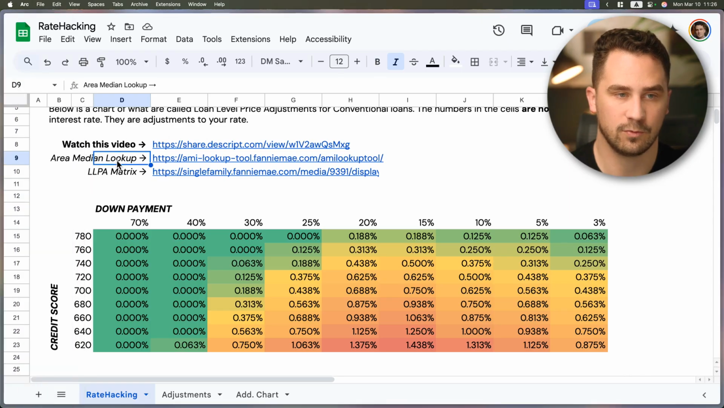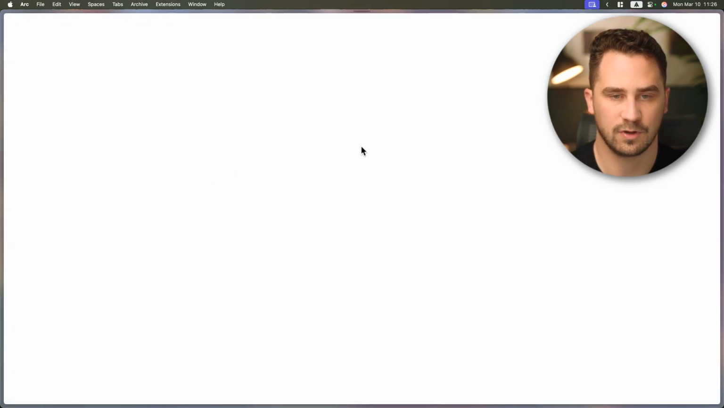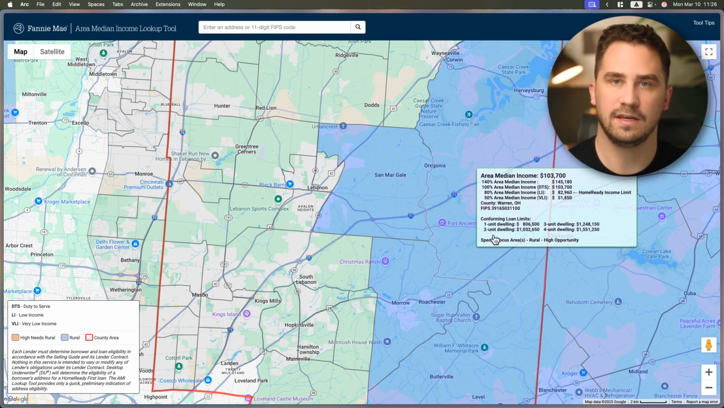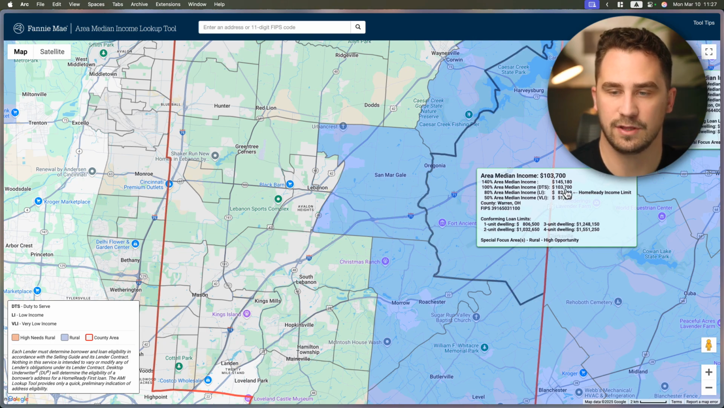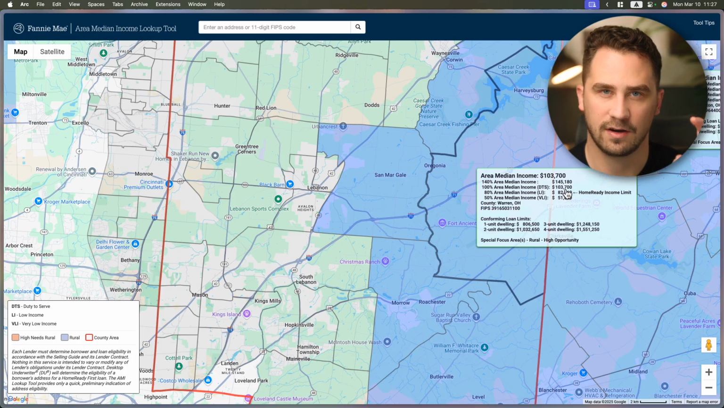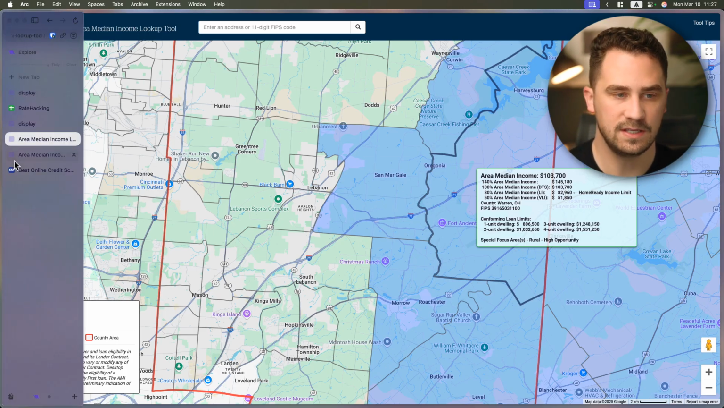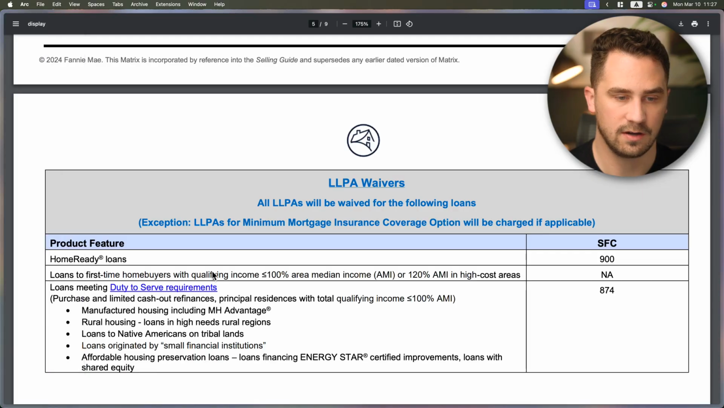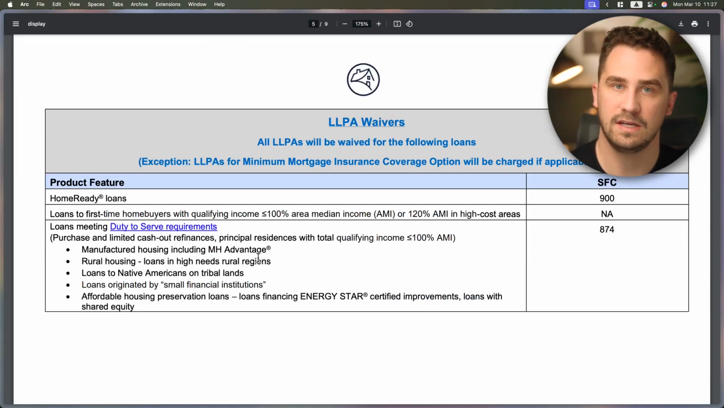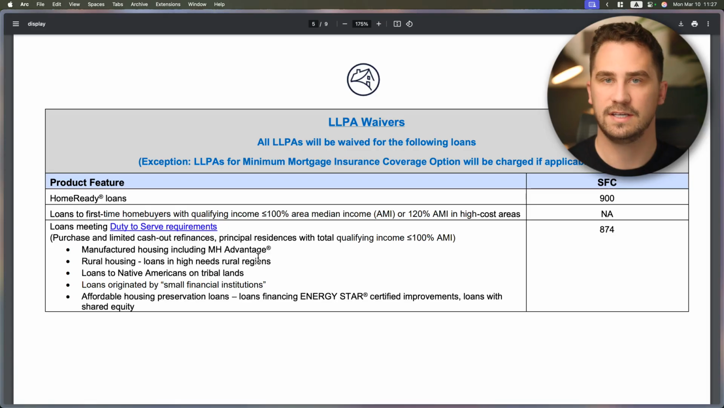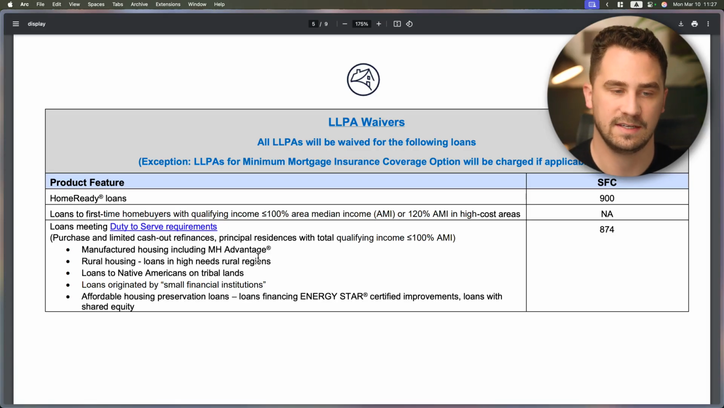So go back over here to the rate hacking tool, and then what you can do is go to the area median lookup. So we'll come over here. Let's say that you're buying in this region of Ohio. So the 100% AMI limit is $103,700. It might be a little bit hard to see on that screen, but what that means, if we go back to our chart, is that if you're a first-time home buyer and you make less than that $103,000, then you have no LLPAs on your mortgage. And so you just want to double check that with your loan officer to see, hey, I just want to make sure that I'm able to get that discount here.